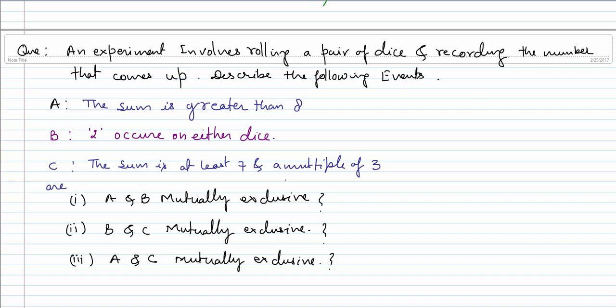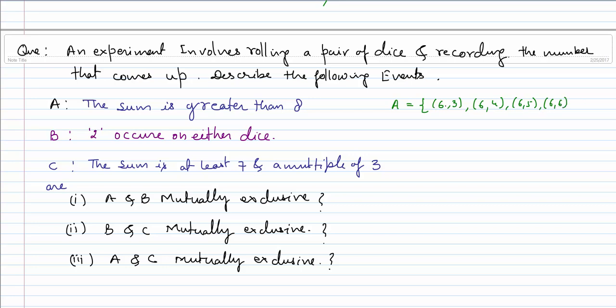An experiment involved rolling a pair of dice and recording the number that comes up. Describe the following event. A, the sum is greater than 8. So what should be in event A? Greater than 8, that must be 6 comma 3, 6 comma 4, 6 comma 5, 6 comma 6.